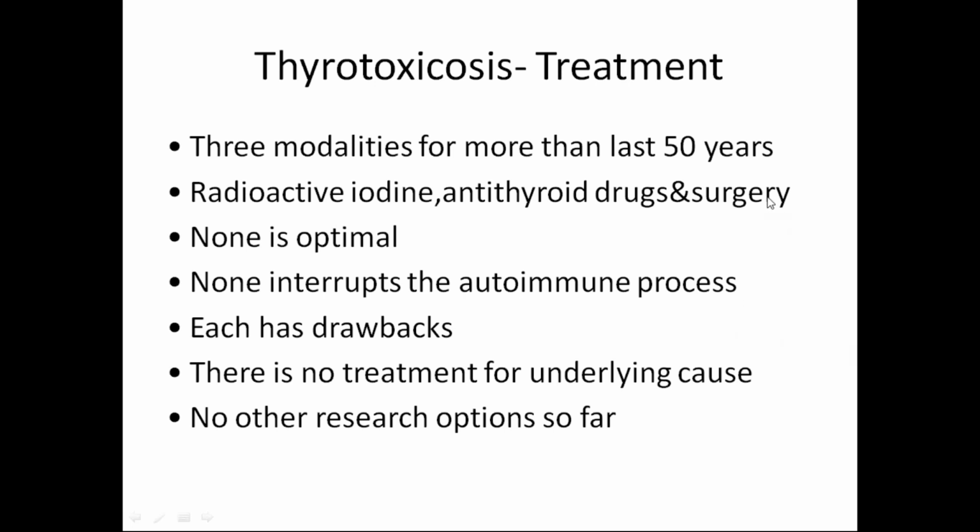Okay, treatment is mostly radioactive iodine, antithyroid drugs, or surgery. These are the three main things. There is no hard and fast rule. It is tailored to each case, and none is ideal or the best thing to do, and none interrupts the autoimmune process. Whatever you do, the autoimmune process stays and goes on.